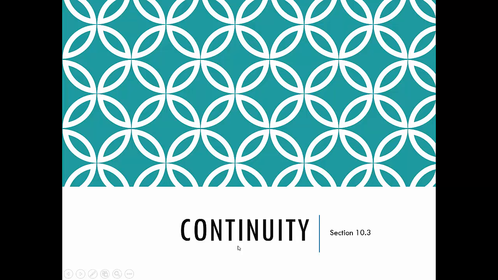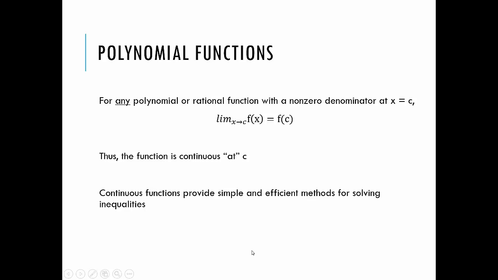This is 10.3, Continuity. For any polynomial or rational function with a non-zero denominator, because if you remember, a rational function is a polynomial over a polynomial, at x equals a particular value, that's all this c means, some value, the limit of f of x as x approaches c is simply the function evaluated at c. In other words, if I want to know the limit of this function at a particular value, x equals c, I just plug c into the function and that gives me the limit.